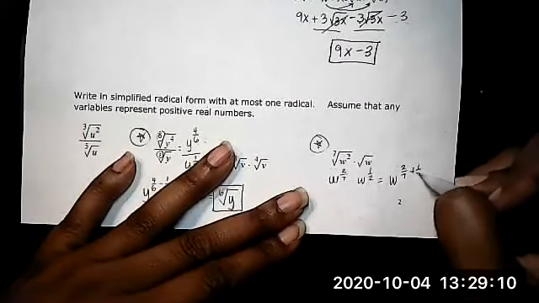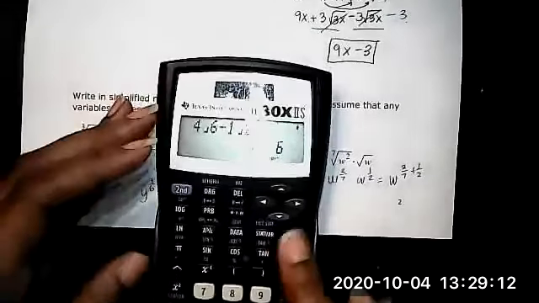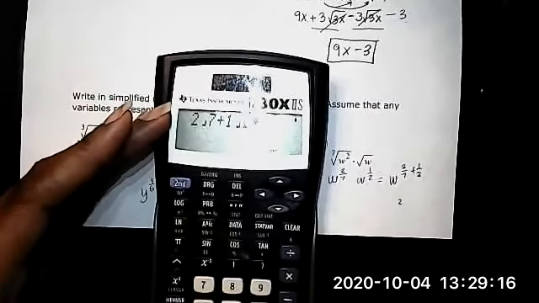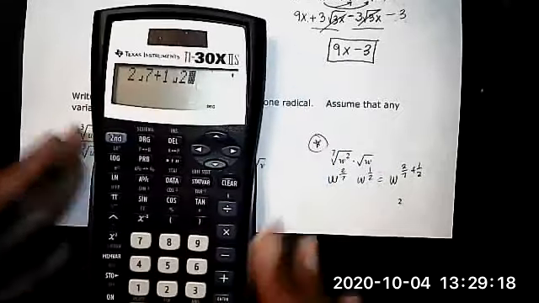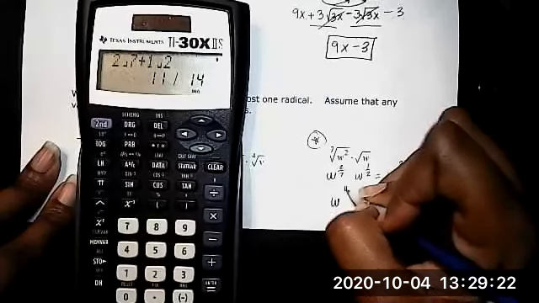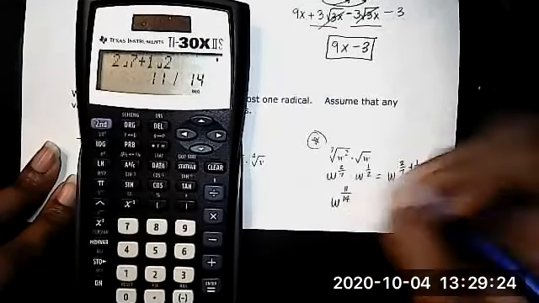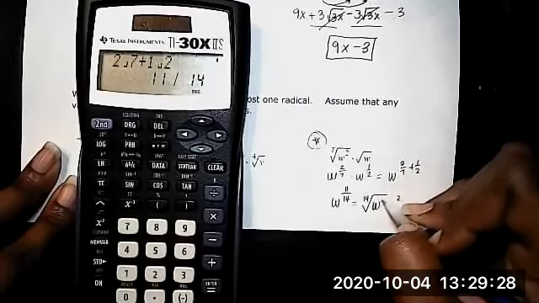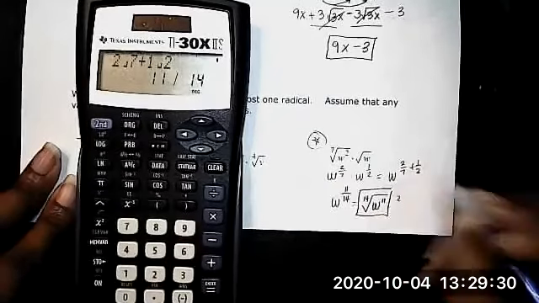2/7 plus 1/2. So 2 divided by 7 plus 1 divided by 2. Okay, my calculator. Push enter, and I get 11/14. So w to the 11/14. So the 14th root of w to the 11th is my answer for my radical.